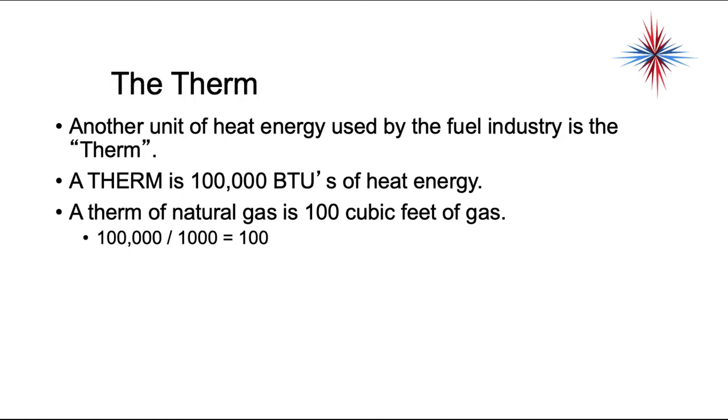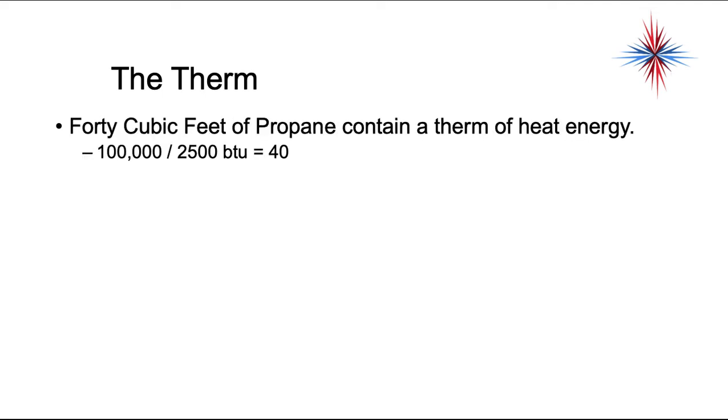Another measurement of heat energy, used basically by the fuel industry, is called a therm. A therm is 100,000 BTUs of heat energy. A therm of natural gas is 100 cubic feet of natural gas. And we come up with that by saying 100,000 BTUs divided by the 1,000 BTUs per cubic foot gives us 100. Okay? 40 cubic feet of propane contains a therm of heat energy. So 100,000 divided by 2,500 is 40.